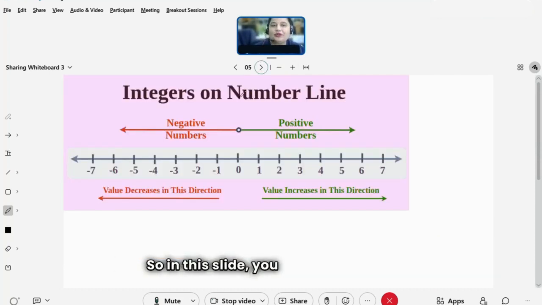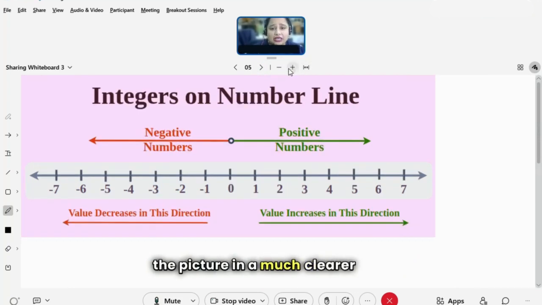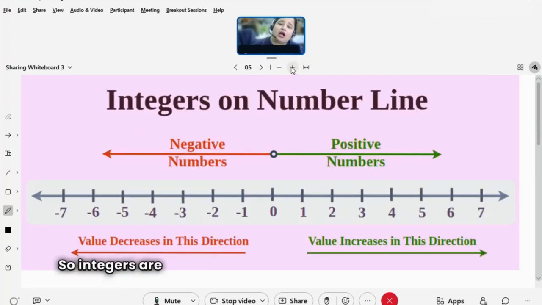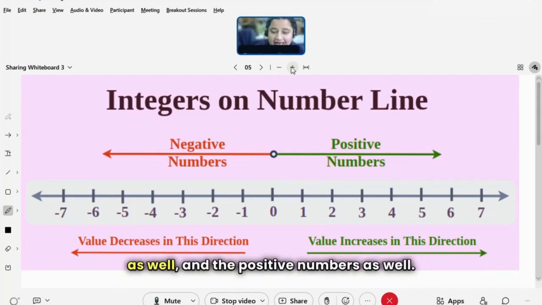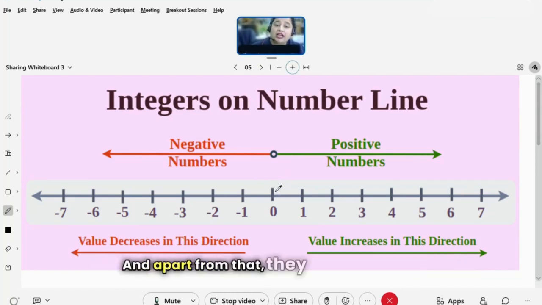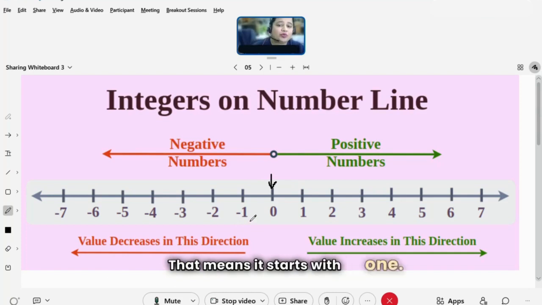So in this slide you can actually see the picture in a much clearer way. Integers are those numbers which have negative numbers as well as positive numbers. Apart from that, they also include the whole numbers because it starts from 0. It also includes the natural numbers, that means it starts with 1. So that's the integers for you.